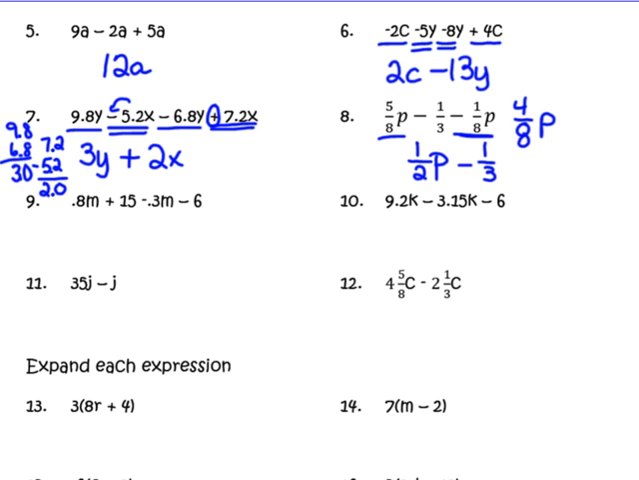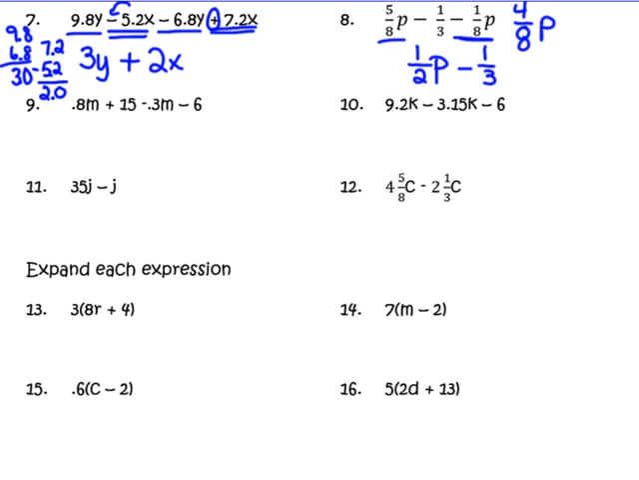Number 9. 8/10 m and negative 3/10 m. Different signs, subtract. So 8/10 take away 3/10 gives me 5/10. So 5/10 m. And positive 15 and negative 6. 15 take away 6, positive 9.